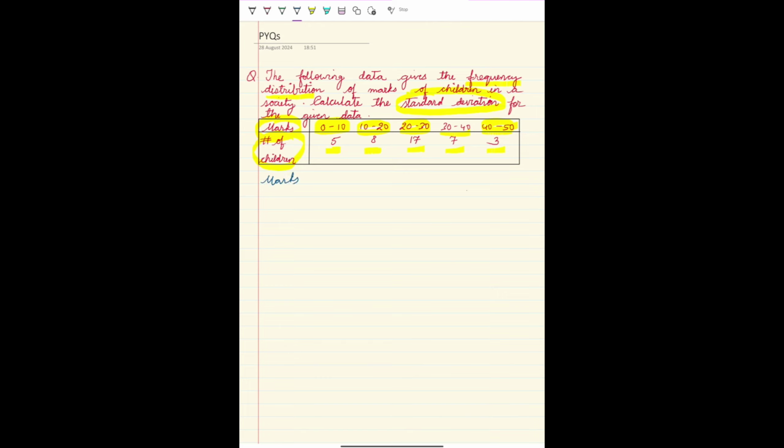So firstly, we have the marks 0 to 10, 10 to 20, and so on. Next, we have the number of children. The number of children is nothing but the frequency. So that is 5, 8, 17, 7, and 3. Now next, we need the column X. Now what is X? X is nothing but the class mark. Now, class mark is also known as the midpoint of the given class interval.